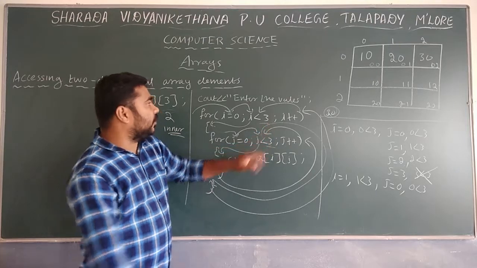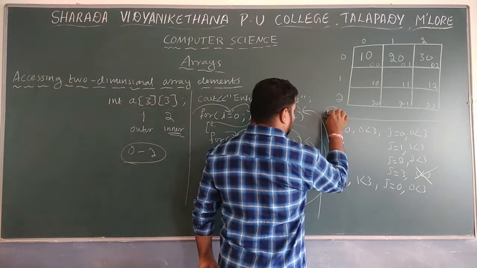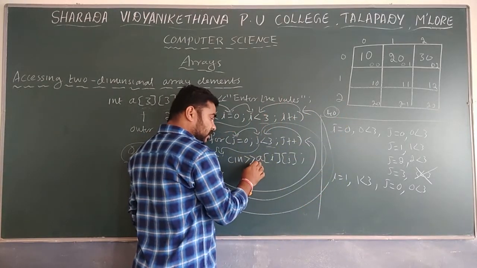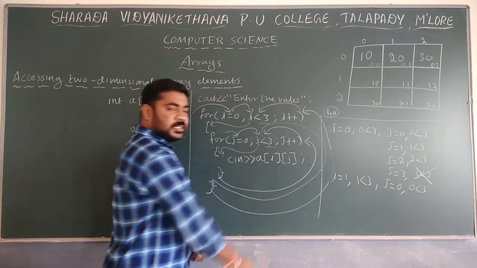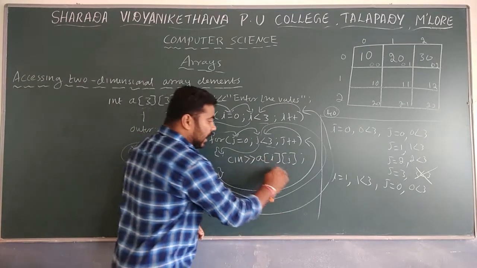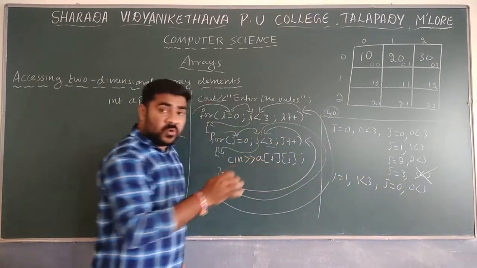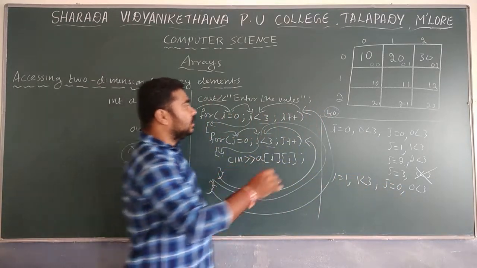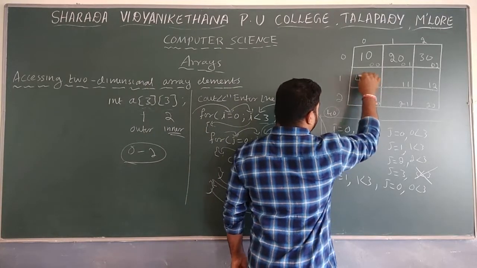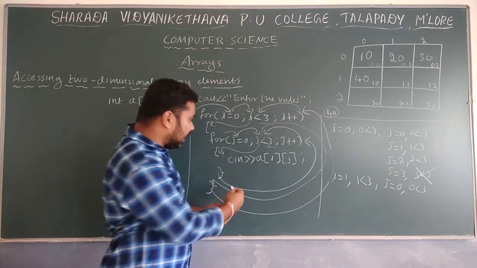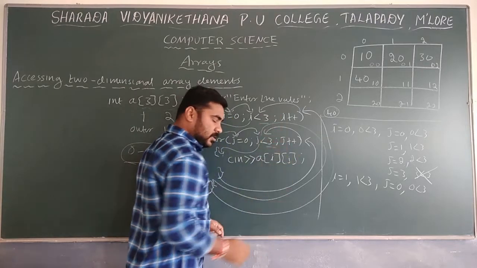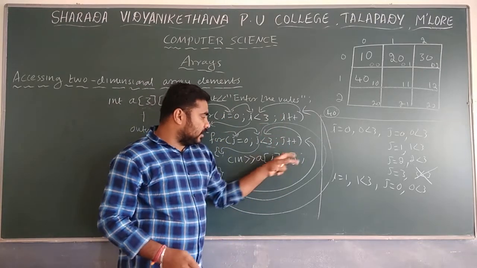For example, if you enter 40, that is stored in a of 1 and 0, because in a of ij the i value is 1 here and the j value is 0. So the data is going to be stored in 1 and 0, that is, 40. Then after that, once again we are going to increment j plus plus. The inner loop is not finished.